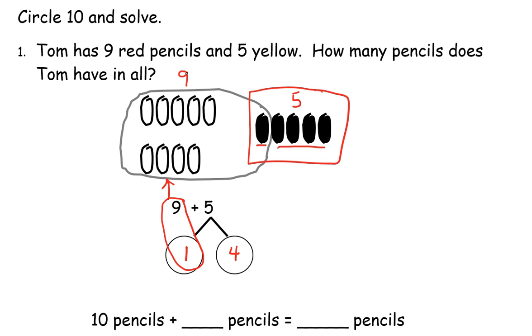Now, instead of adding 9 plus 5, I'm going to add 10 pencils plus 4 pencils, and that gives me a total of 14 pencils. That also means then that 9 plus 5 is 14. So I made my group of 10. I showed how I split up my number in my number bond, and that shows how 10 plus 4 gets me to 14, and that's the same thing as 9 plus 5.